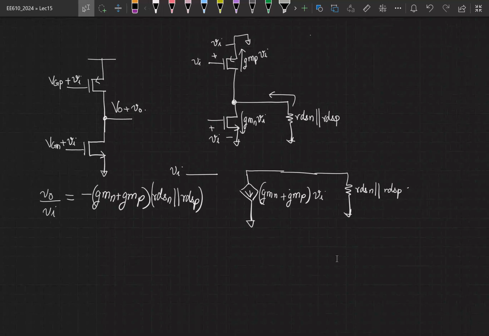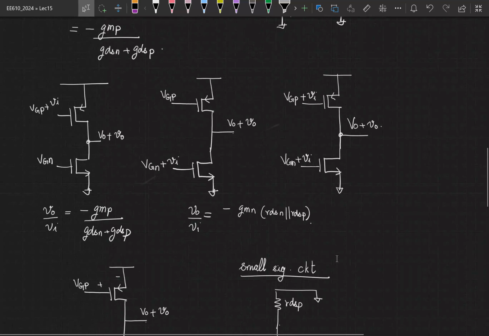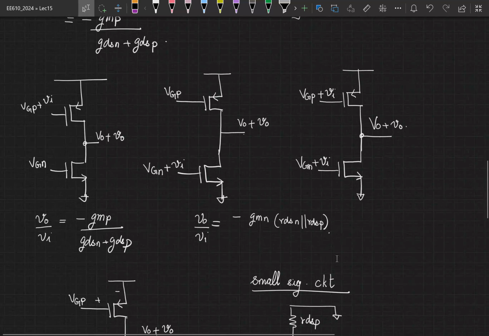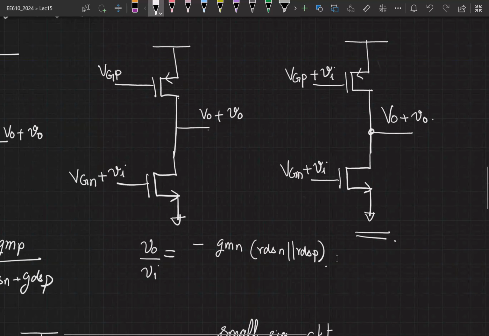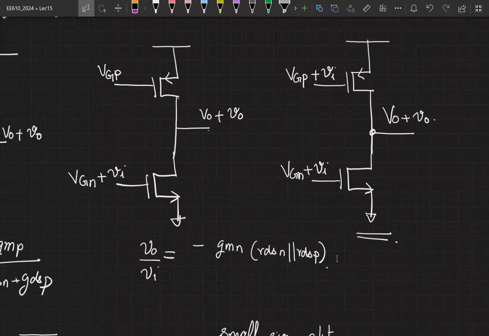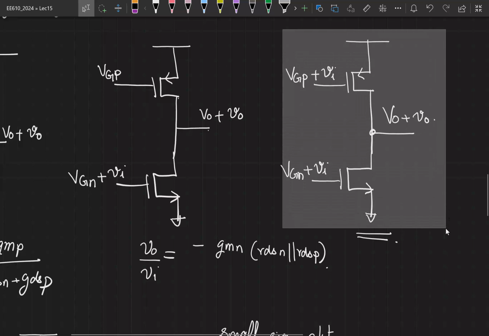Okay, so we saw three configurations. Does the last one give you one more idea? You have applied the same input to both the transistors, but the bias is different. What happens if I keep the bias also the same? Is that possible? That is also possible, right? The only thing we need to check is if the two transistors are still in saturation. So let's assume that I have put the same bias as well.